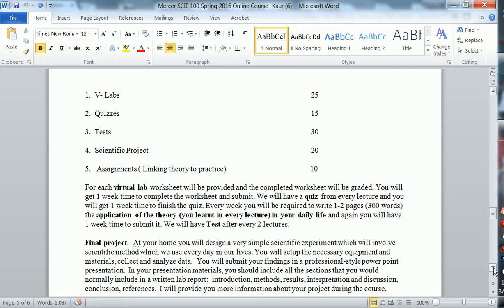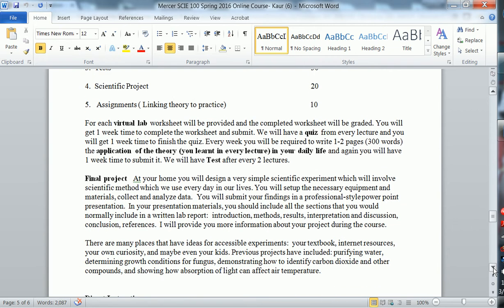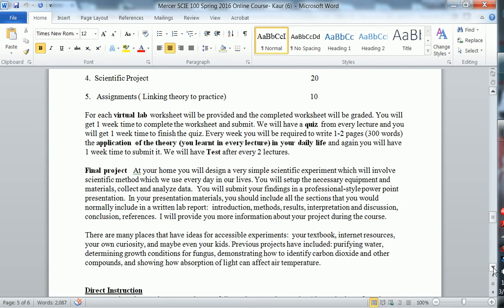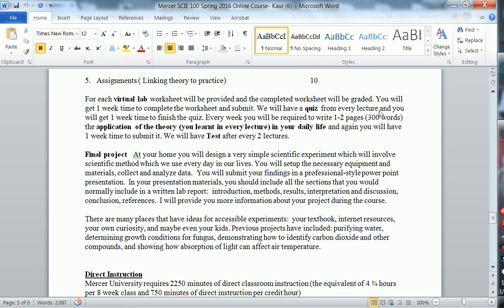So let's go over the important points one more time. For each virtual lab a worksheet will be provided and the completed worksheet will be graded. You will get 1 week time to complete the worksheet and submit. We will have a quiz from every lecture and you will get 1 week time to finish the quiz. Every week you will be required to write 1 to 2 pages, around 300 words, on the application of theory you learned in every lecture in your daily life, and again you will have 1 week time to submit it. We will have tests after every 2 lectures.